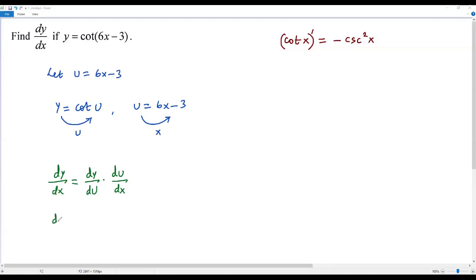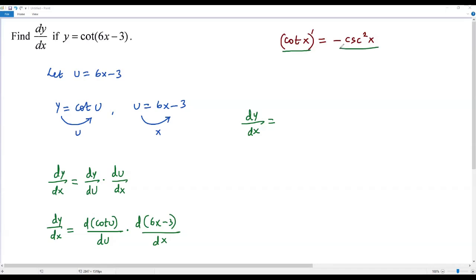Okay, now dy over dx equals the derivative of cotangent u with respect to u, times the derivative of 6x minus 3 with respect to x. Let me continue here. dy over dx equals, okay, now we have to get the derivative of cotangent u with respect to u. Already we have discussed that the derivative of cotangent x with respect to x is negative cosecant squared x. Then the derivative of cotangent u is negative cosecant squared u, times the derivative of 6x minus 3 with respect to x.